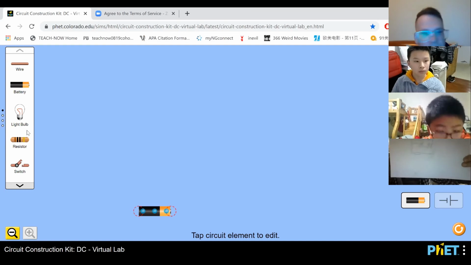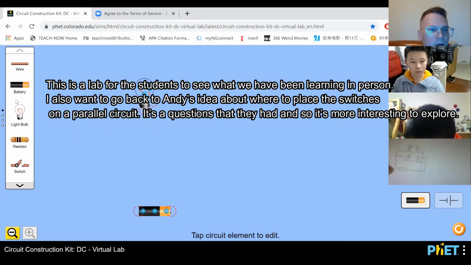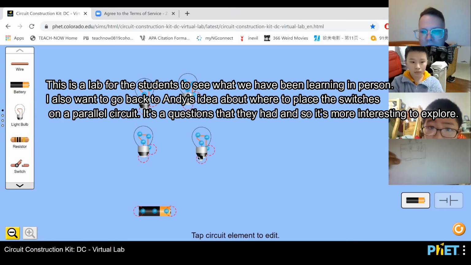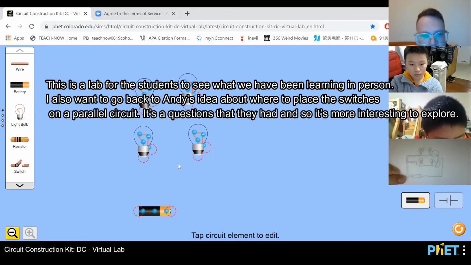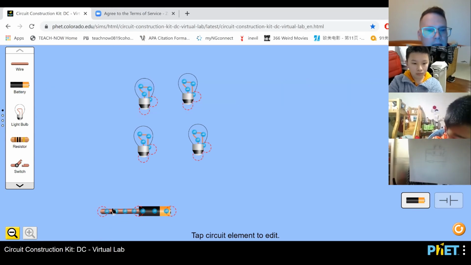And we've got 4 lights. You said 4 lights, right, Andy? 1, 2, and then let's bring 2 more. And we're going to put the wire in. So is this a series or parallel circuit? Which is it, boys? Parallel. All right.